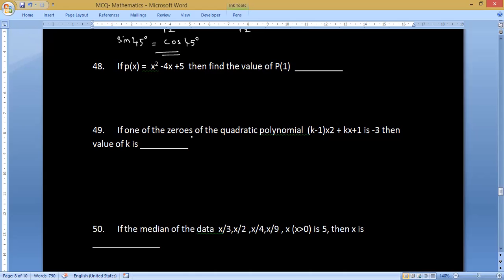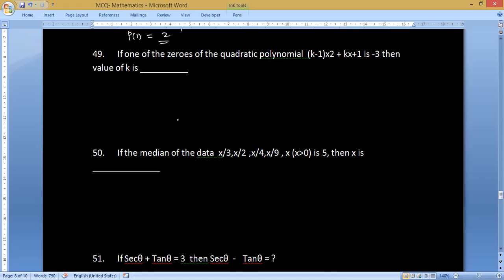So next question is, if p of x is equal to x square minus 4x plus 5, find the value of p of 1. So x is 1. In the place of x I'm substituting 1: 1 square minus 4 into 1 plus 5. 1 square is nothing but 1 into 1, 1. 4 into 1 is 4, plus 5. So 5 plus 1 is 6, 6 minus 4 is 2. So this is p of 1.